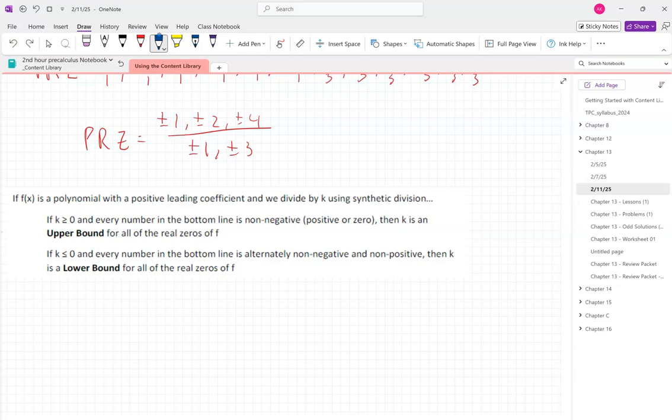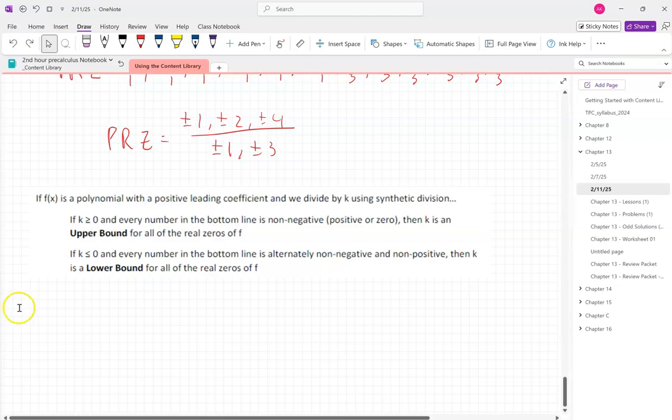What I would really like is just to get a remainder 0. That's what I'm really hoping for. But if I get either all positives or alternating between positive and negative, that's pretty good too. That's something where it helps me toss out some more possibilities. So let's look at an example of using this little theorem that we've just discussed.